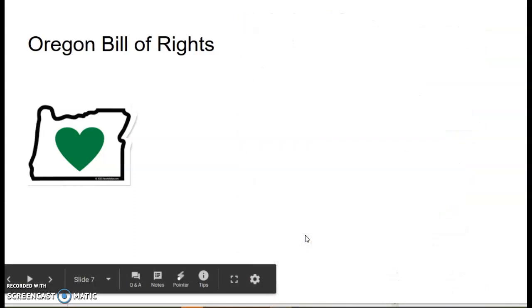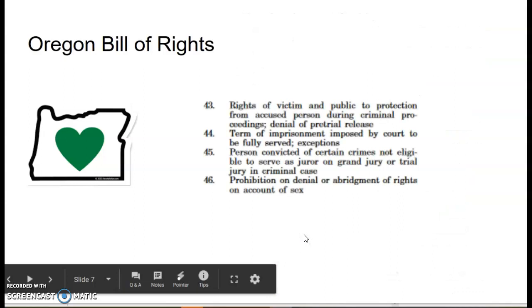But I want to slide on down to the bottom of the list, prohibition on denial or abridgment of rights on account of sex. This does not, at this point, specify sexual orientation or gender identity or things like that, although those are ideas that the state of Oregon actively promotes through its education programs.